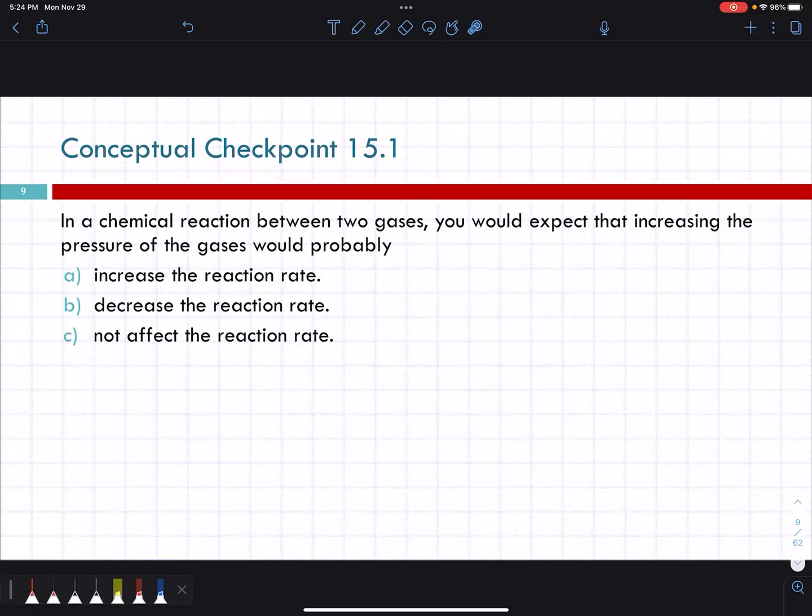Figure out what you think it is, and then talk to somebody next to you and tell them why you think it's one or the other. I'm just going to give a couple minutes for that. So we increase the pressure of the gases.